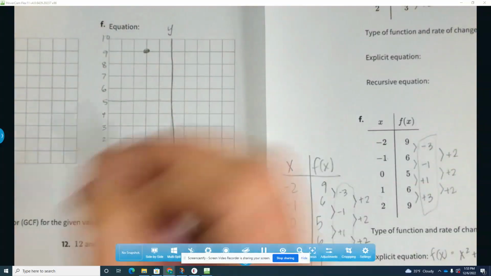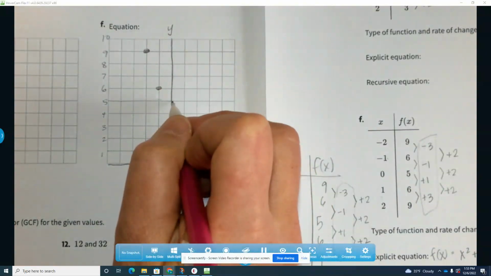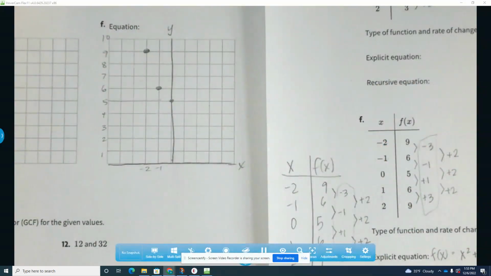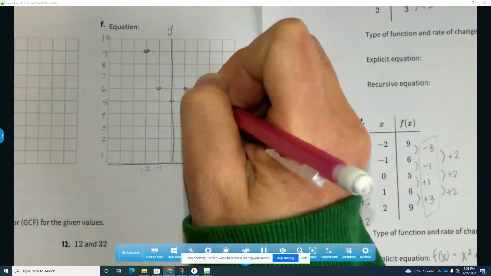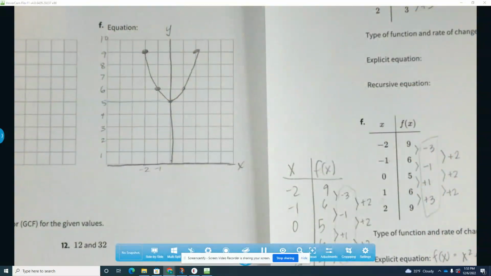When my x is -1, my y is 6. When my x is 0, my y is 5. When my x is 1, my y value is 6. When my x is 2, my y value is 9. Well, that's interesting. What the heck is that? We haven't seen that yet.